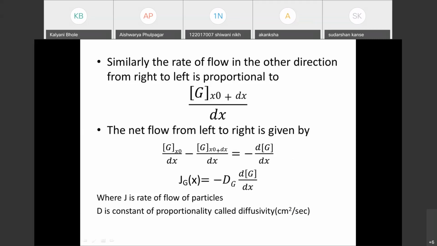I'll give you 5 minutes. Please write down all these equations and the explanation in between in your own words. If you have any doubt, we can discuss further.